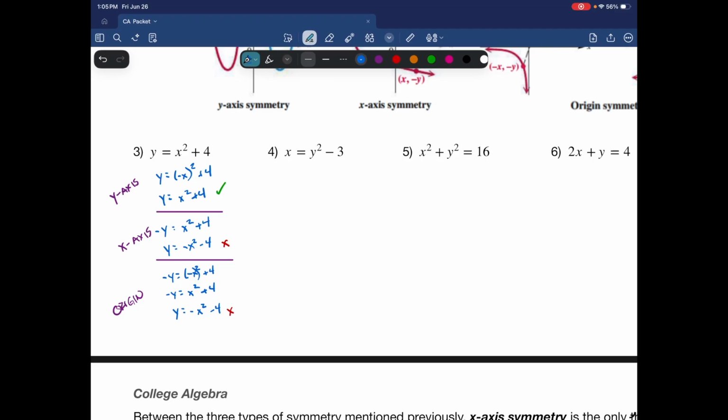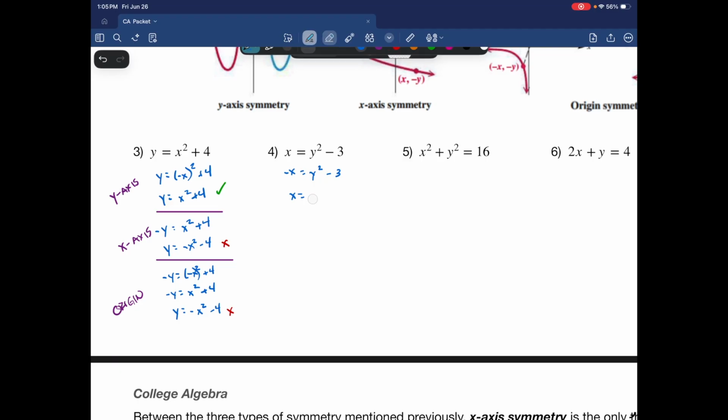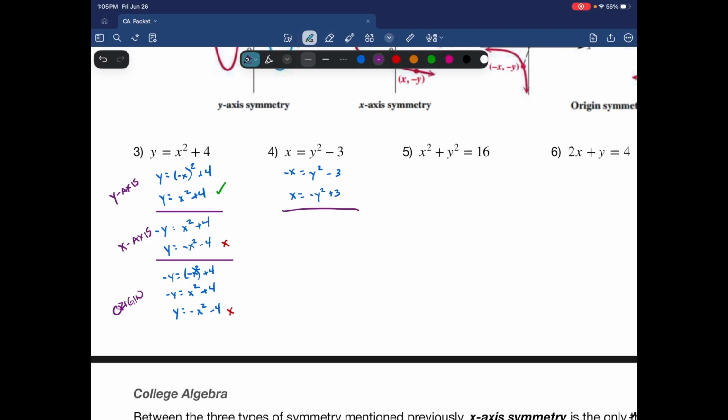All right, let's do it again on number 4. I'm going to plug in negative x equals y squared minus 3. X equals negative y squared plus 3. That's not my original, so it does not have y-axis symmetry. All right, let's do x-axis symmetry. So x equals negative y all squared minus 3. X equals y squared minus 3. All right, that is my original. So this does have x-axis symmetry.